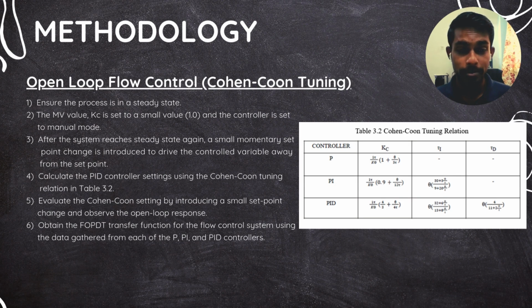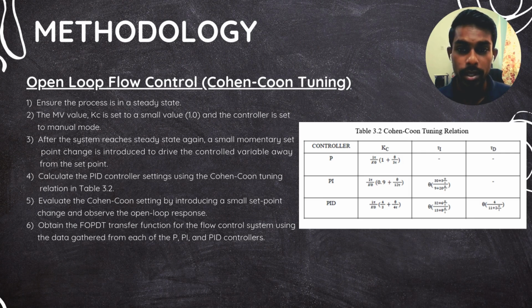A very good day, I'm Dharma and today I will explain the methodology for both open loop flow control and closed loop flow control. For open loop flow control, we'll be using the Cohen-Coon tuning relations. First, we have to ensure that the process is in a steady state. The MV value Kc is set to a small value, for example 1.0, and the controller is set to manual mode. After the system reaches steady state again, a small momentary set point change is introduced to drive the control variable away from the set point.